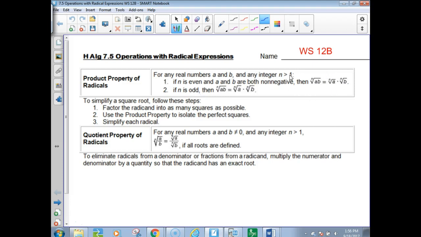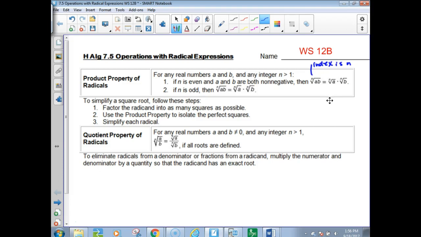For any real numbers a and b and any integer n bigger than 1, if n is even and a and b are both non-negative, meaning you don't have a negative number underneath the radical, then you can separate them. One thing I want to say is, do you know this is called the index, right? The index is that n value there. That's what kind of root it is.